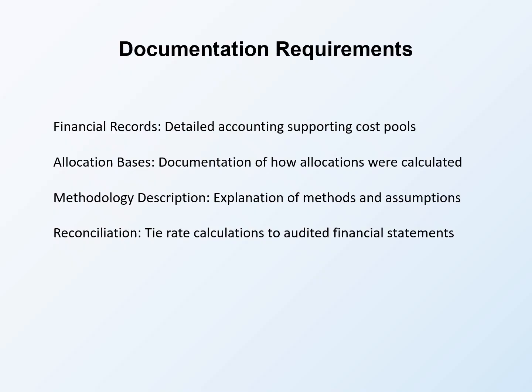Allocation-based documentation shows how allocations were calculated. Space analyses documenting square footage by activity, salary analyses showing personnel costs by function, and MTDC calculations by program area all support the allocation percentages used in your rate calculation.